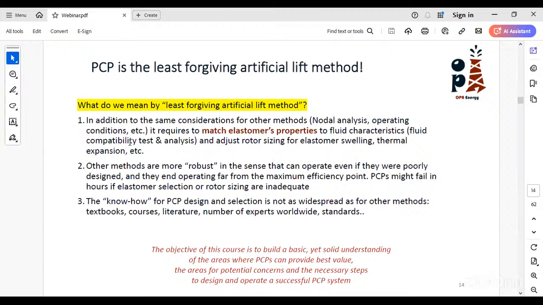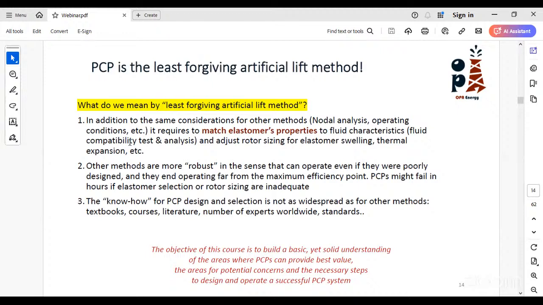This is a very important thing to talk about the PCP. Now we knew that a PCP's operating cost and capital cost is nothing compared to the surface or the beam pump itself, and nothing compared to the ESP. Of course, its application is very simple and its theory is very simple. However, we call it the least forgiving artificial lift method. What does it mean, the least forgiving artificial lift method?